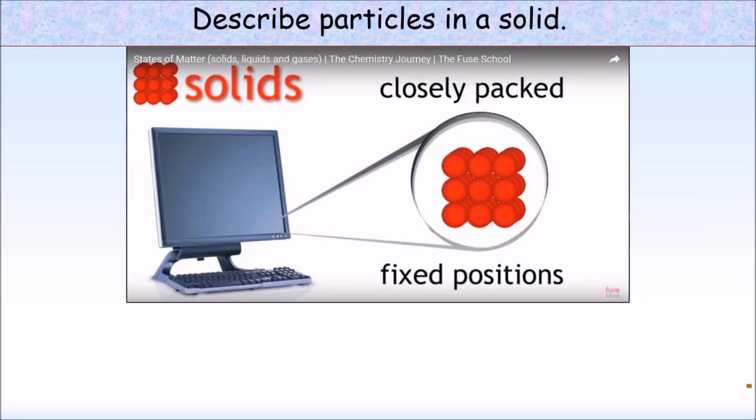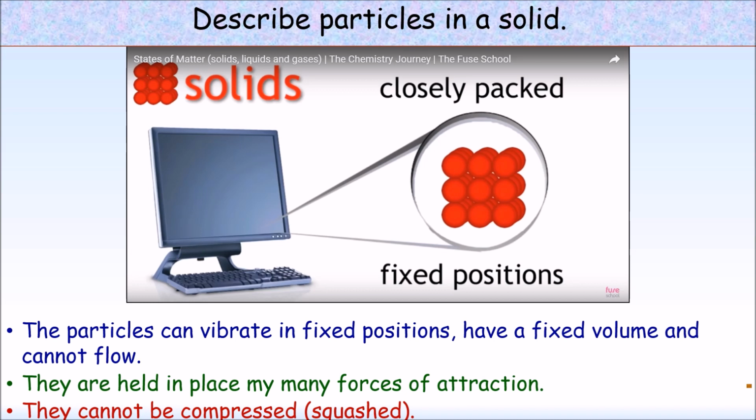So let's look at describing particles in a solid. An example here is that of a laptop screen, which is a solid. The particles are closely packed and they are in fixed positions. So the particles can only vibrate in fixed positions. They have a fixed volume and they cannot flow. They are held together in place by many forces of attraction, and they cannot be compressed. That means they cannot be squashed.